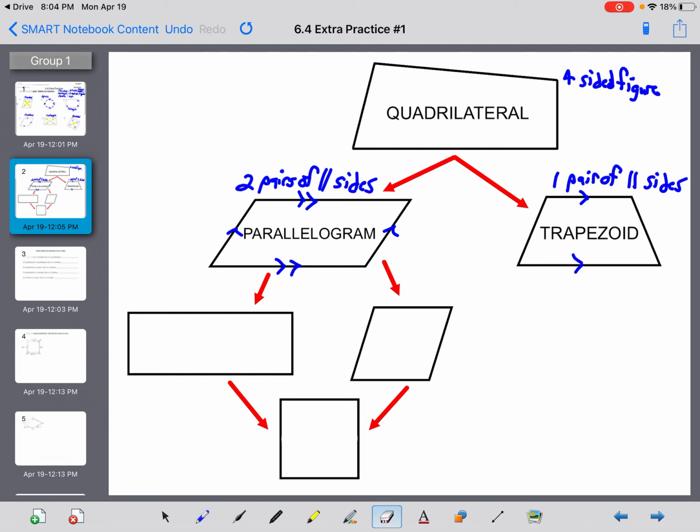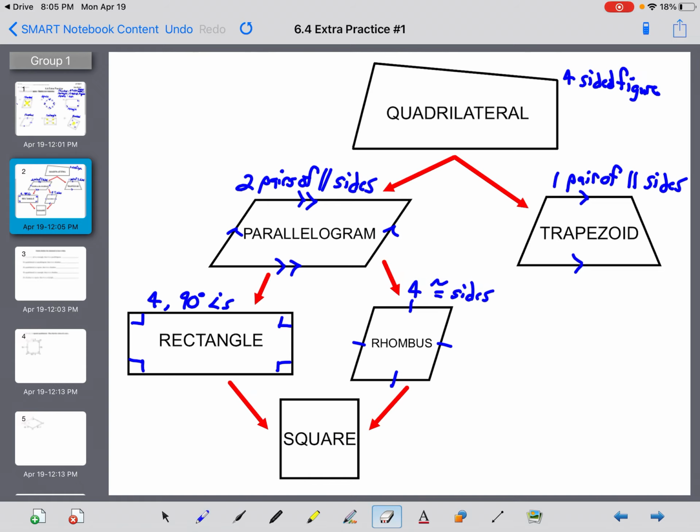Now your parallelograms split. These are what we learned yesterday. You have your rectangle and you have your rhombus. And remember, a rectangle has 4 90-degree angles. So go ahead and draw your boxes in all the corners. Your rhombus has 4 congruent sides. So go ahead and mark your congruent sides. Now the 2 of these things together create a square, which is 4 right angles and 4 equal sides. So this is your tree for quadrilaterals.